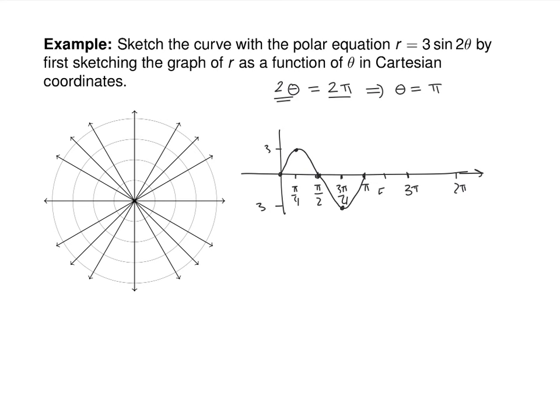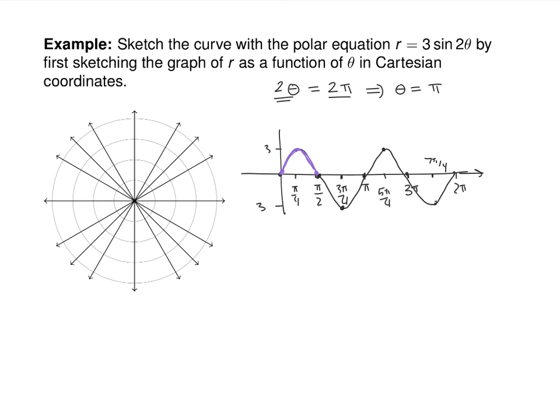Okay, by 5 pi quarters, we're back up at 3. By 3 pi halves, we're down at 0. And by 7 pi quarters, we're down at -3. By 2 pi, back to 0. And I'm going to color coordinate what these pieces do so that you can see what maps to what on the polar graph. So first, let's look at this chunk.